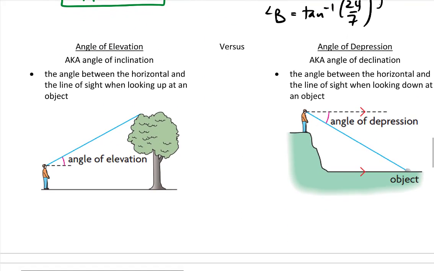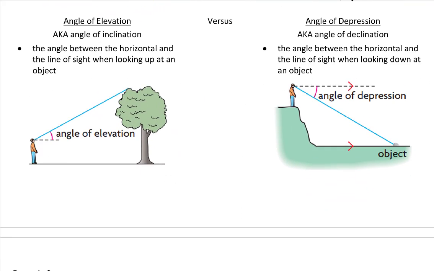All right, next part. In order to understand the next question, we're going to look at two new definitions. The definitions are angle of elevation versus angle of depression. So the angle of elevation is the angle between the horizontal, so here's our horizontal, and the line of sight when looking up at an object. So the angle going from the horizontal and looking upwards.